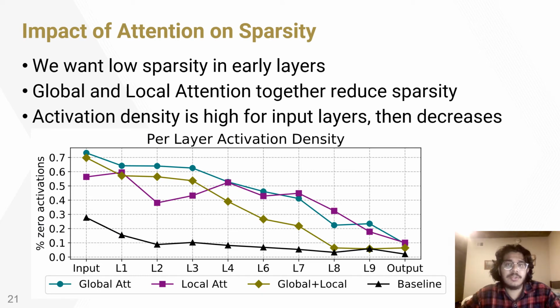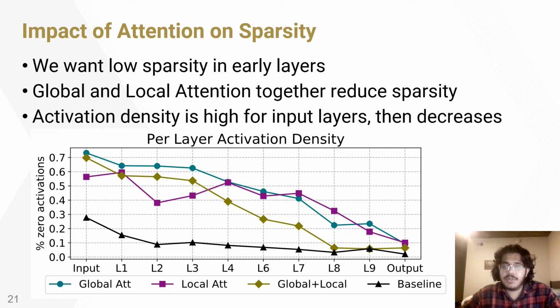Together, global and local attention also impact sparsity. Global attention, as we mentioned, increases density in the early layers. The addition of local attention ensures sparsity decreases faster the deeper in the backbone we go. This is because we still want high sparsity in deeper layers to improve computation.